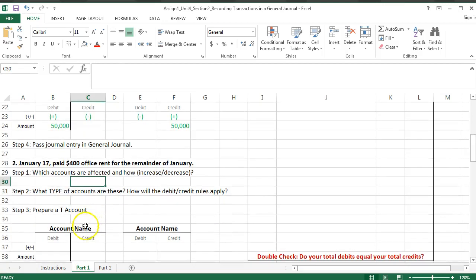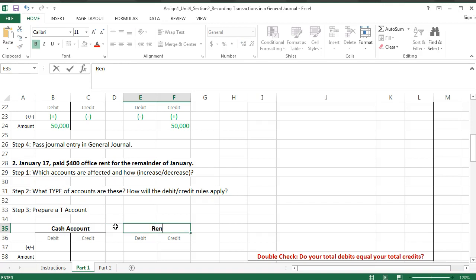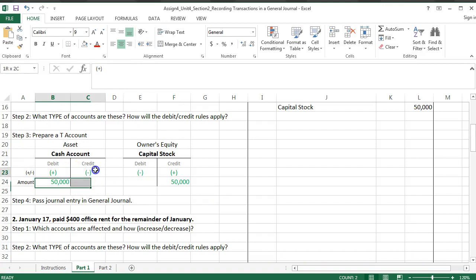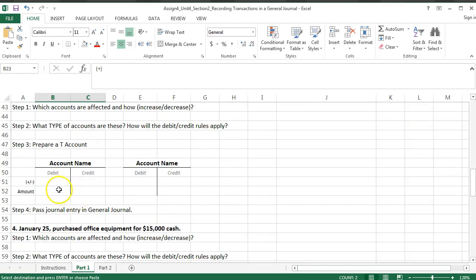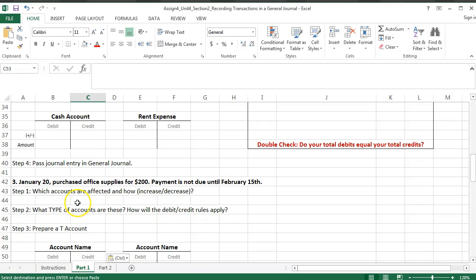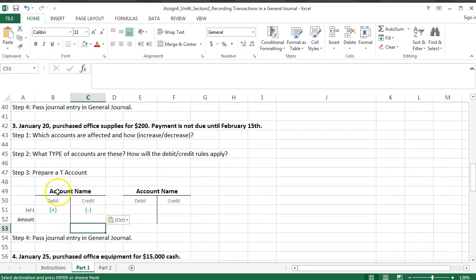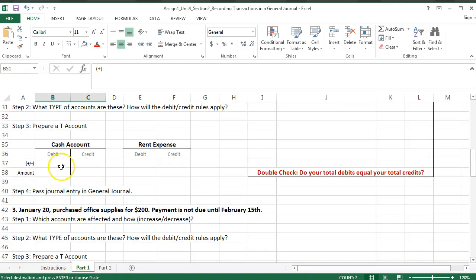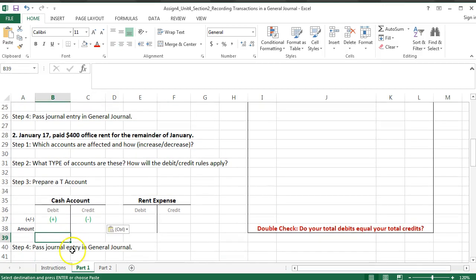So what types of accounts are affected? We're going to be affecting our cash account and our rent expense. And again, our cash account should be set up just like this one up here, so I'm going to copy and paste it down here. So we're increasing debit, decreasing credit in the amount of, oops, I'm doing this on the wrong one, sorry about that. There you go. Okay, the amount of $400, so we're spending money, we're taking it out of cash and putting it towards rent.